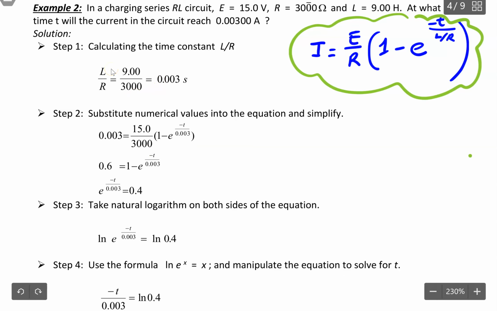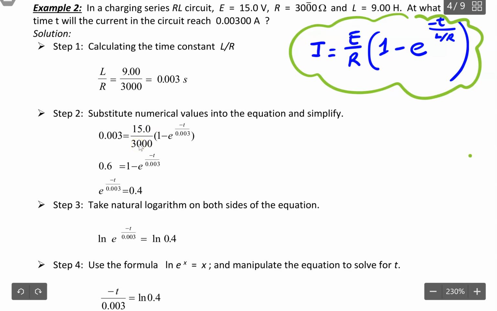We are finding the time constant. Divide these two values, and we have 0.003. Then I take the 0.003 and substitute it into the exponent for e. I leave it like that because I have to solve for t in this case. So the rest of the number is me reaching the current, so I substitute it on the left hand side of the equation. E is 15, R is 3000.